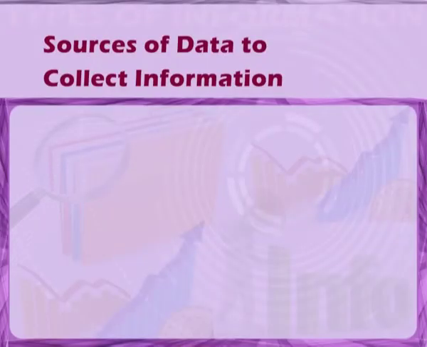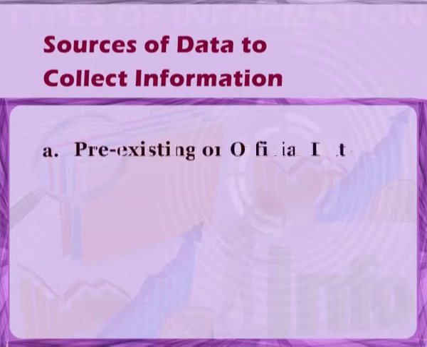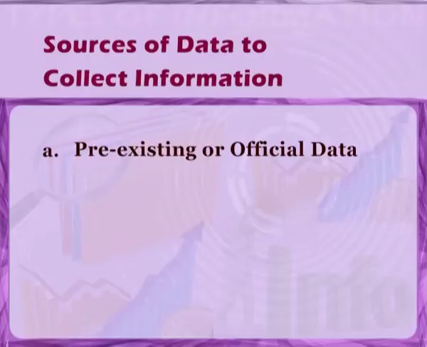Sources of data to collect information from pre-existing or official data. Pre-existing or official data is information that has already been documented. Examples: employee personal files, student registration forms, annual reports, occurrence reports. Next, survey data. Survey research is a broad area and generally includes many measurement procedures that involve asking respondents questions. A survey can range from short paper and pencil questionnaire to an in-depth one-to-one interview.